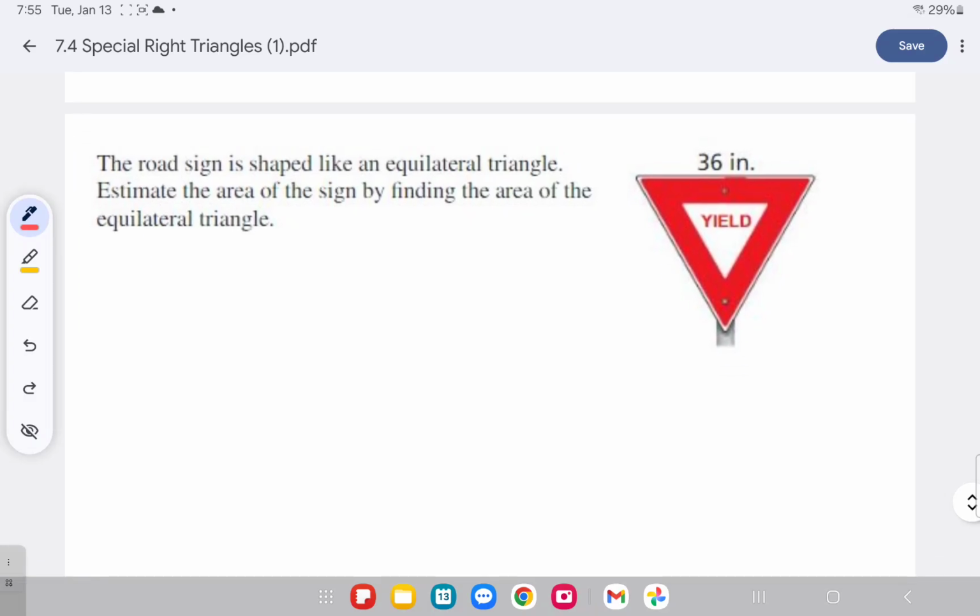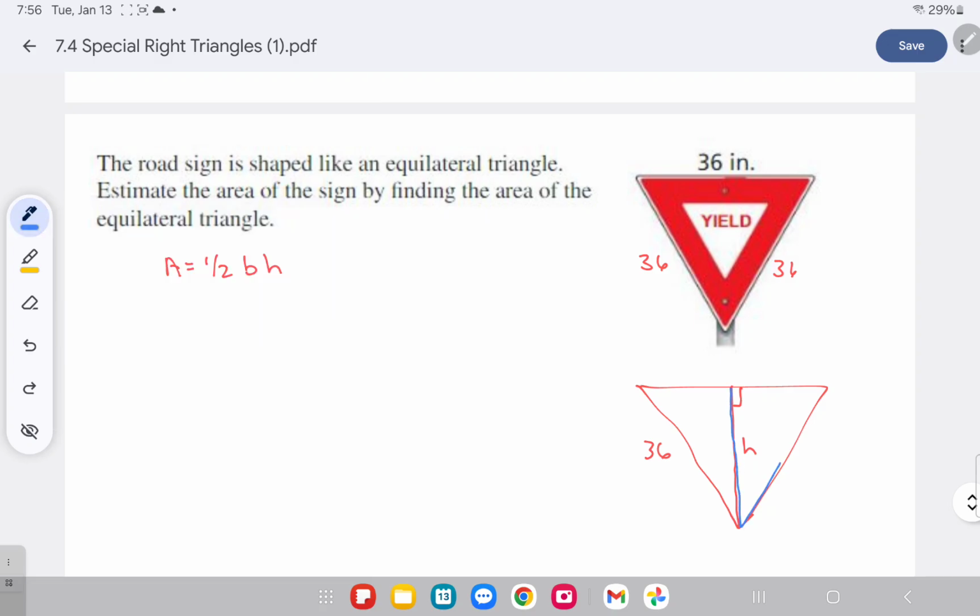The next one, it's an equilateral triangle, so all these sides are 36. And we want to find the area of the sign. So all of those are 36. To find the area of a triangle, it's 1/2 base times height. So I need to figure out the height of this triangle. And to figure out the height, we're going to look at half of this.